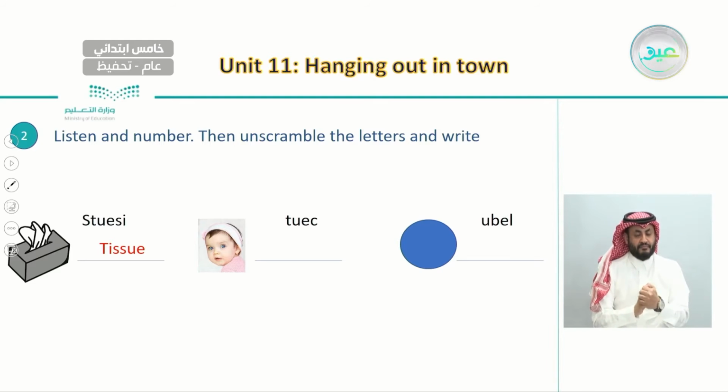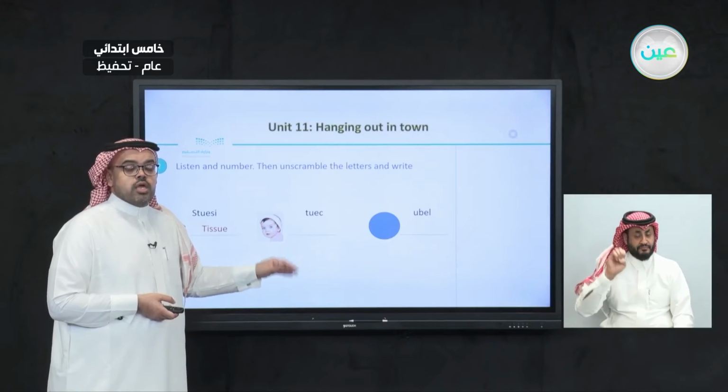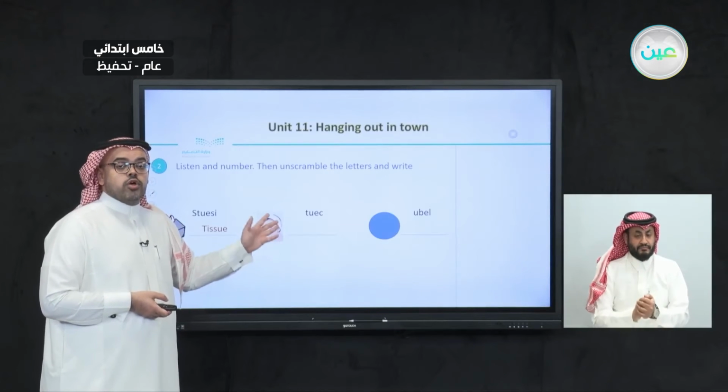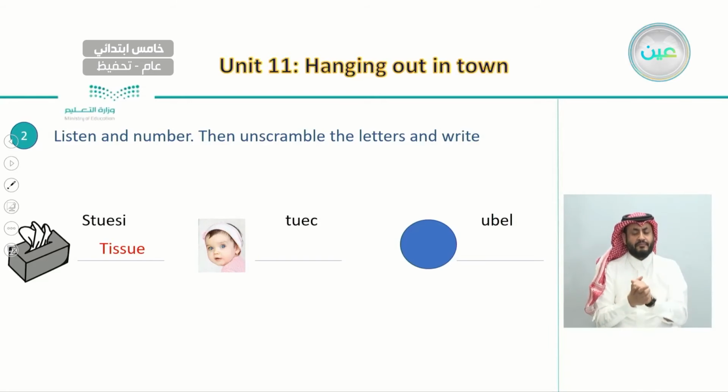Now let's listen to the second picture. Have a look at this baby. This baby is cute. This baby is cute. Now, what do you think? How can we write or unscramble this word to write the word cute? Well, cute should end with an E, and the second letter of it will be U. Here we go. Cute.